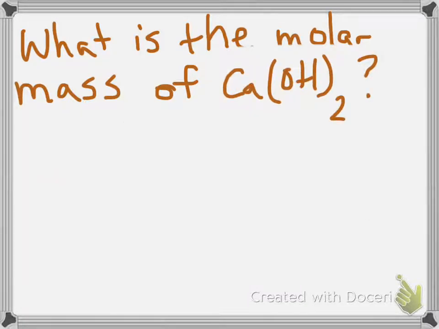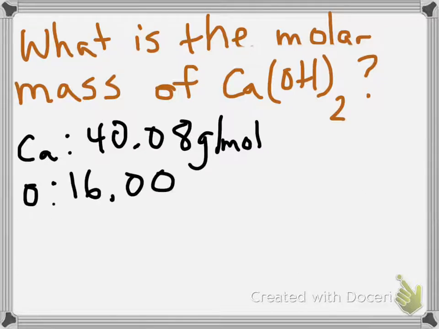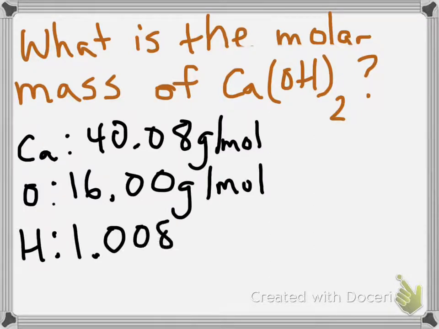Let's try another one. What is the molar mass of calcium hydroxide? So we're going to start this problem the same way. We need to find the molar mass of calcium. Calcium is number 20. It has a molar mass of 40.08 grams per mole. Then we need to find the molar mass of oxygen. Oxygen is number 8 and has a mass of 16.00 grams per mole. And hydrogen, which has a mass of 1.008 grams per mole.